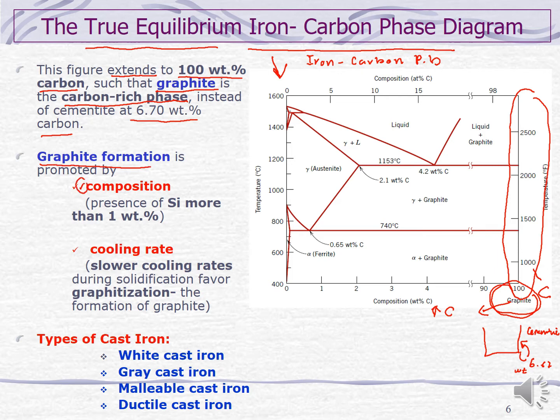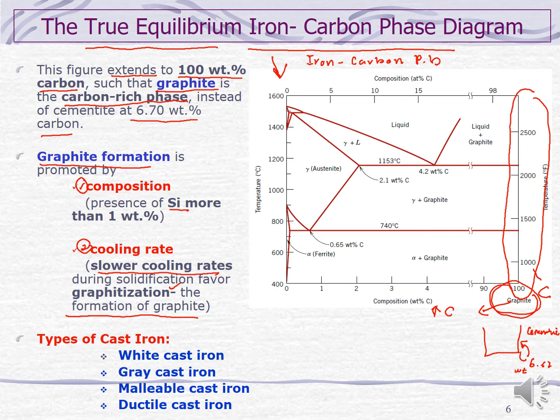Graphite formation is promoted by two factors. One is the composition of silicon, and the second one is the cooling rate. Slower cooling rates during solidification favor graphitization, which is the formation of graphite at slow cooling rates.